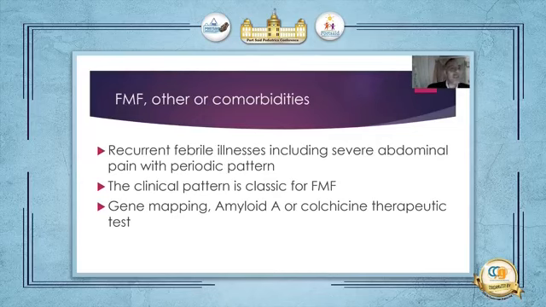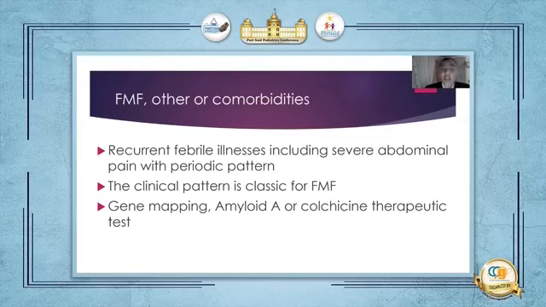Familial Mediterranean fever, other or comorbidities. Recurrent febrile illness, including severe abdominal pain with periodic pattern. The clinical pattern is classic for FMF. Gene mapping, amyloid A or colchicine therapy test, you are between this dilemma. If you did amyloid test and it was normal, it will be normal in between attacks in FMF, and its high level does not mean definite diagnosis of FMF.